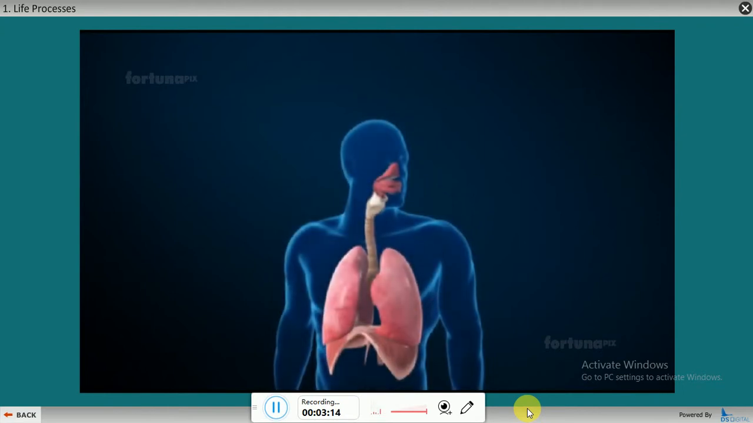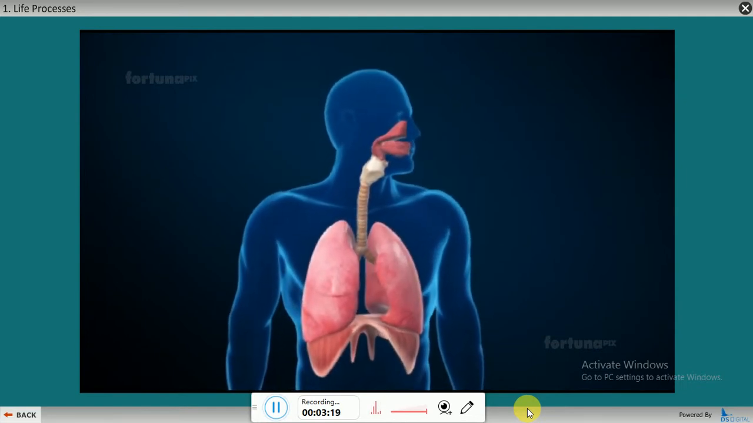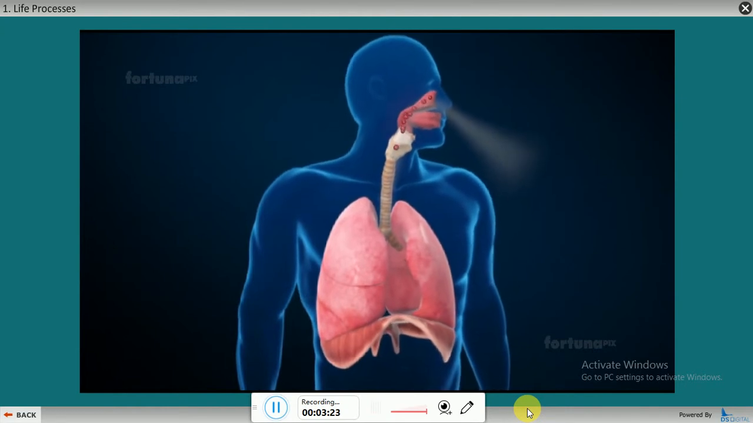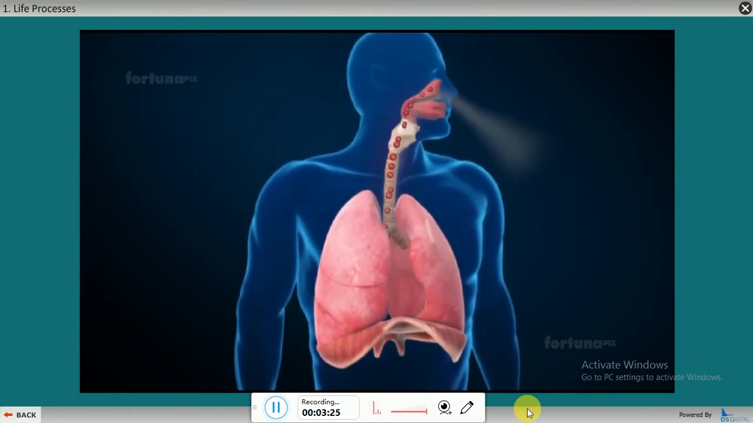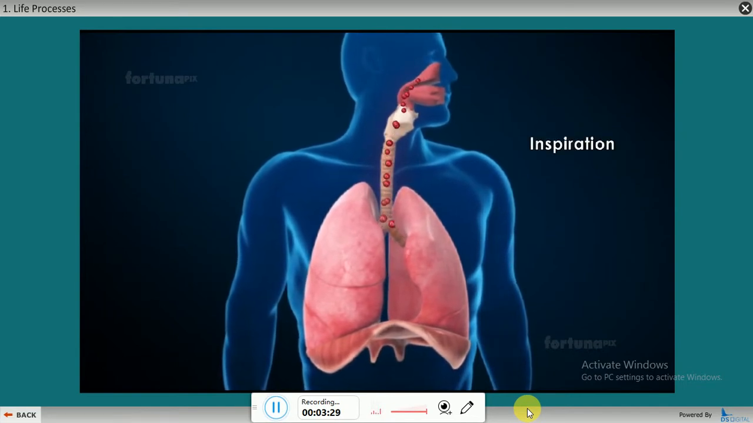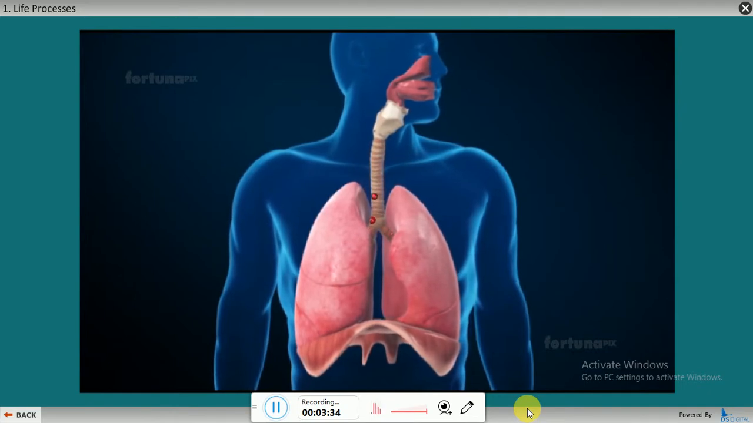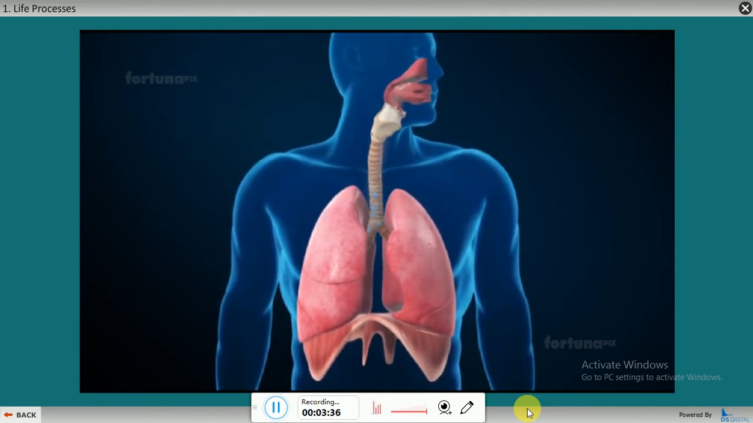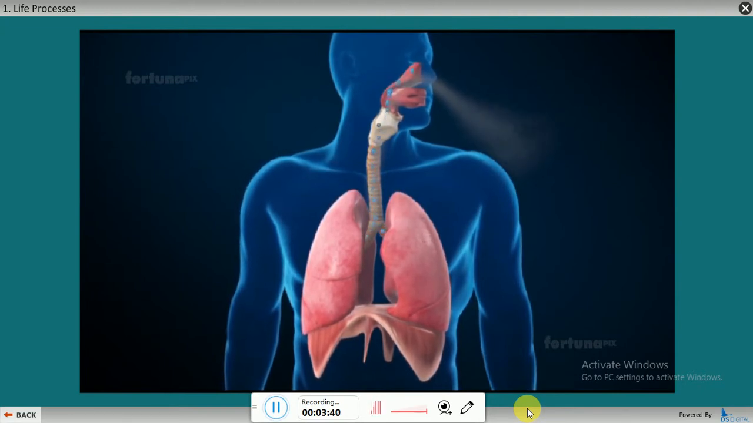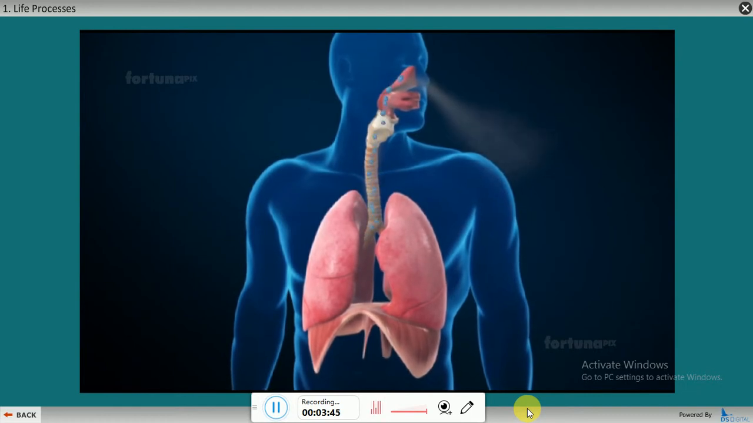When the diaphragm contracts, the volume of the thoracic cavity will increase and air pressure inside the lungs will decrease. Oxygen-rich air will be pulled into the lungs through the nose in the process known as inspiration. When the diaphragm relaxes, the volume of the thoracic cavity will decrease and the air pressure inside the lungs will increase. Air with carbon dioxide will be pumped out of the lungs. This is what's known as expiration.